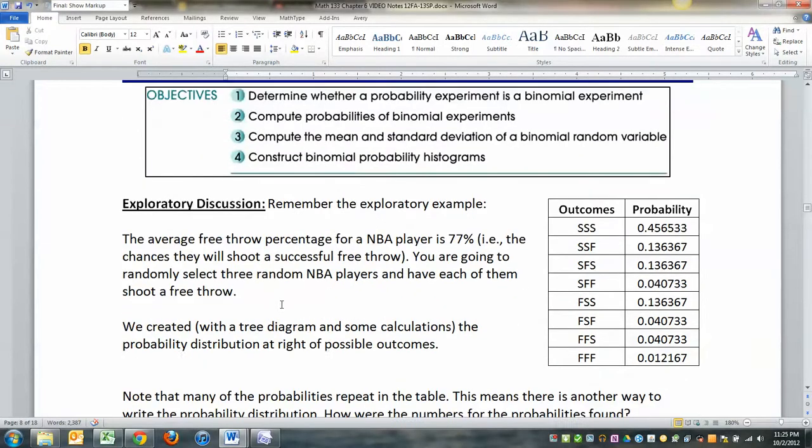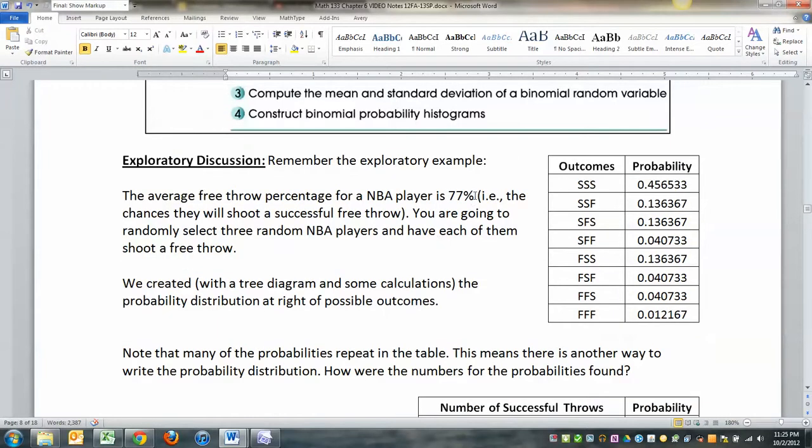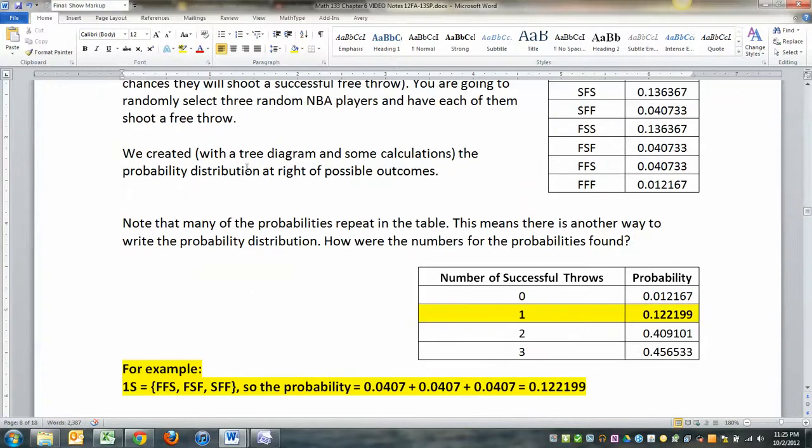So remember our exploratory example from 6.1 where we had NBA players that have a 77% chance of making a shot. That's actually an overall percentage for the NBA, and that's pretty much what most players in the NBA are like, Shaquille O'Neal notwithstanding. So you're going to randomly select 3 NBA players, have them shoot. We made a tree diagram, we found the probabilities, and all this mess.